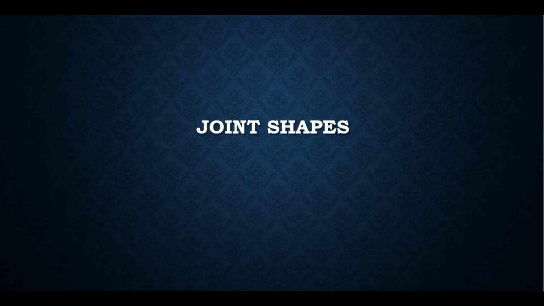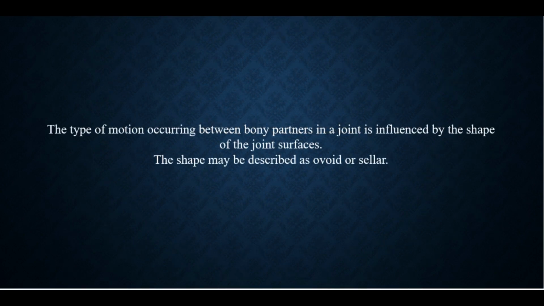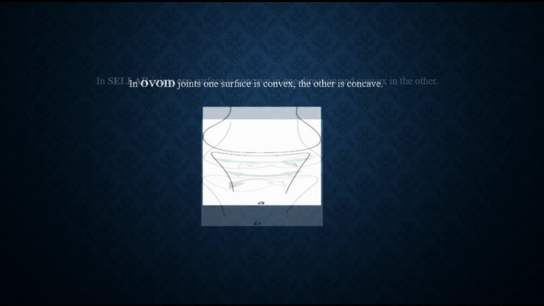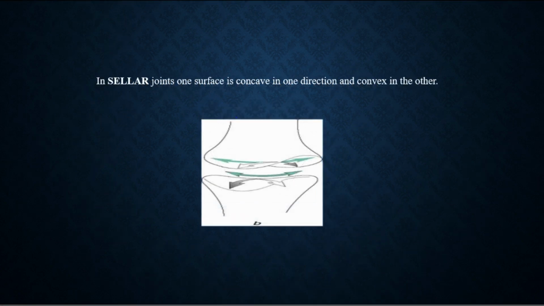Now, we discuss joint shapes in our human body. The type of motion occurring between bony partners in a joint is influenced by the shape of the joint surfaces. The shape may be described as ovoid or sellar. In ovoid joints, one surface is convex, the other is concave. In sellar joints, one surface is concave in one direction and convex in the other direction.